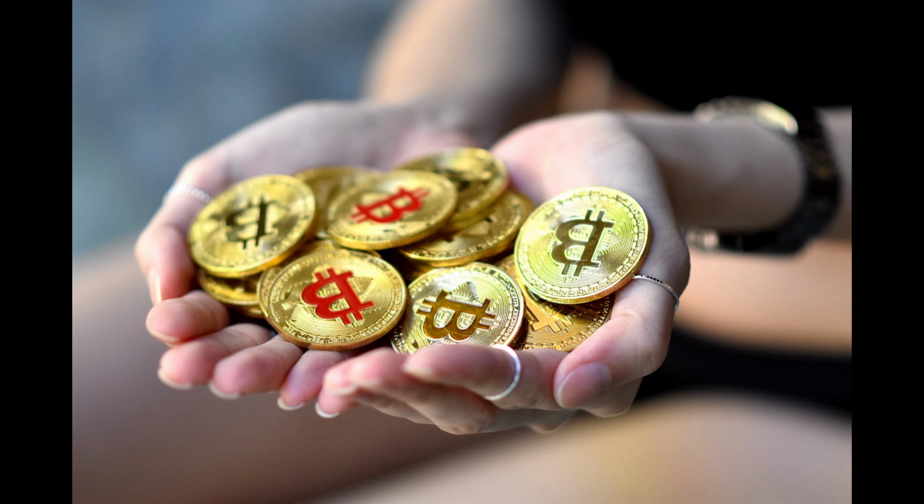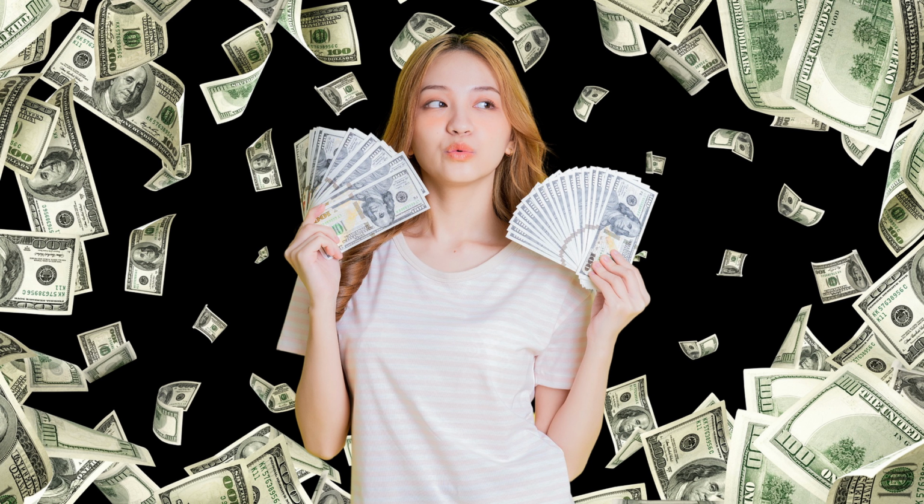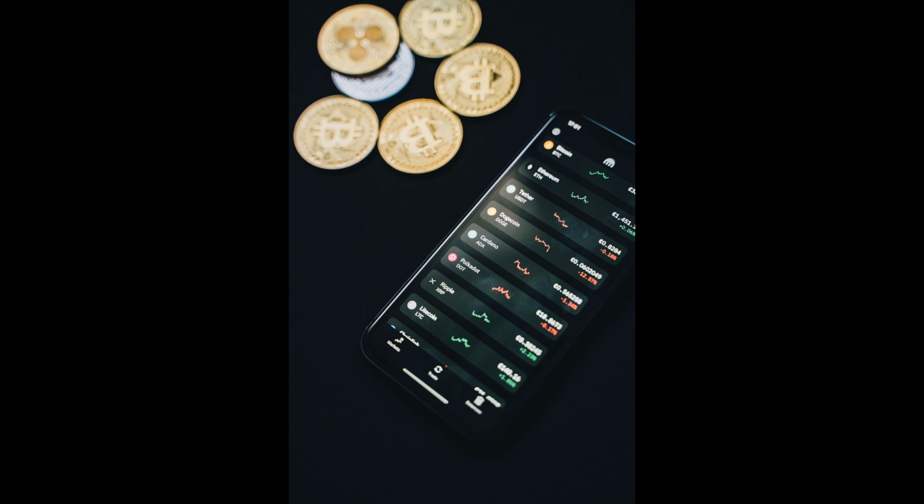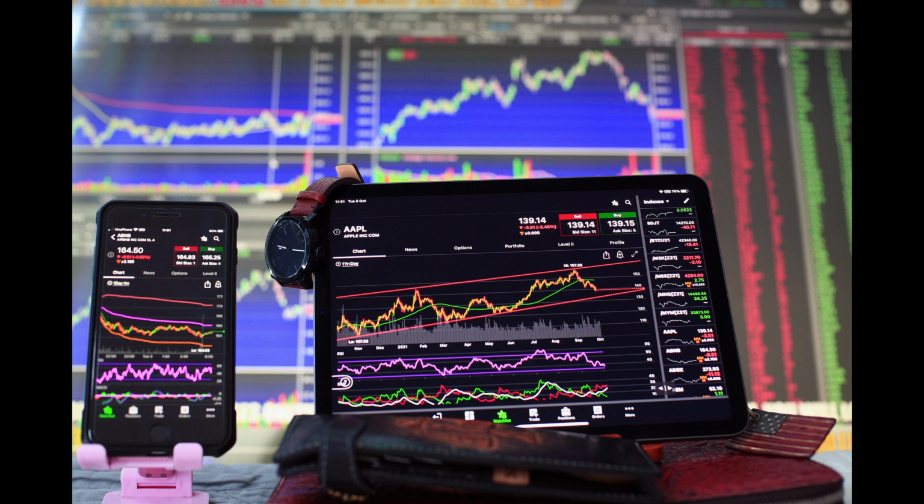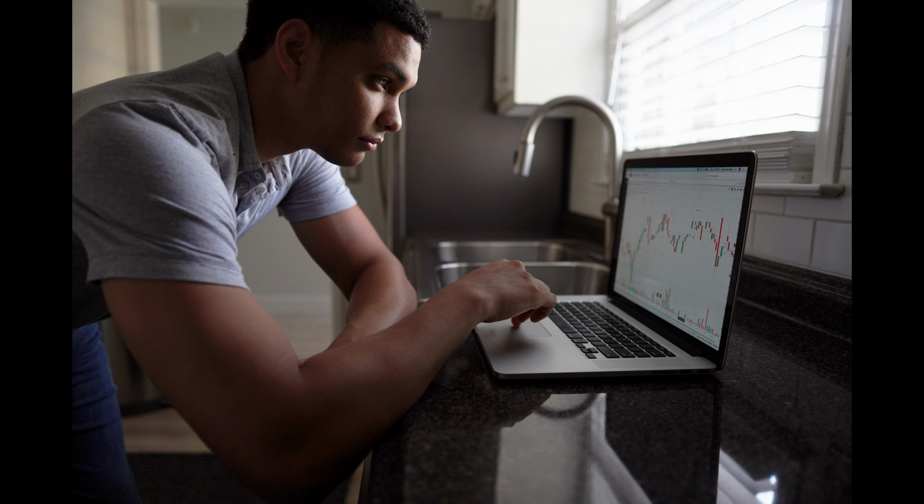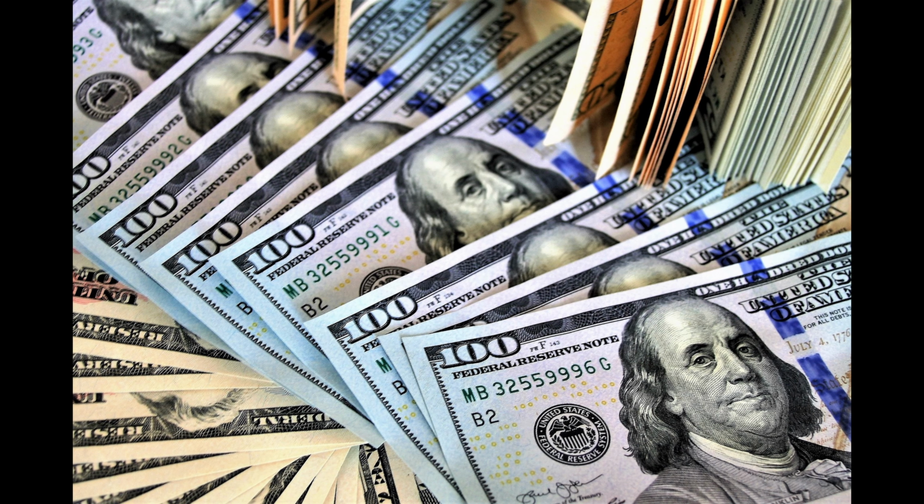Converting cryptocurrency into cash can be an essential step for those looking to realize their investments or utilize their digital assets for everyday expenses. Whether you're a seasoned crypto investor or a newcomer to the world of digital currencies, understanding the process of converting your crypto into cash is crucial.